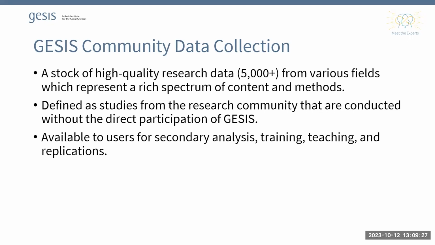5,000 studies are a very big stock of data, and they're mainly from the fields of sociology and political science for historical reasons, but we also get data from other fields of the social sciences such as economics, social psychology, education, and so on. So the main purposes for which people use the data are, of course, secondary analysis and also replication, as well as teaching. This is one of the very prominent purposes when we ask people why they access our data.